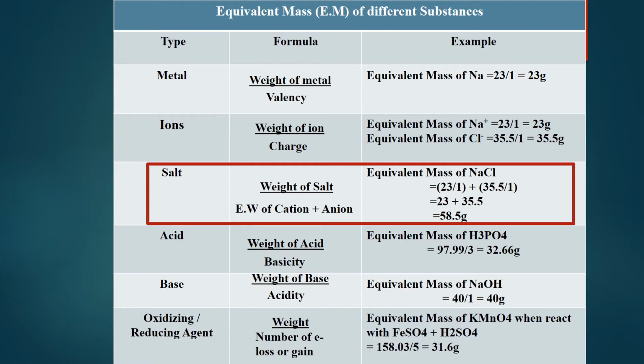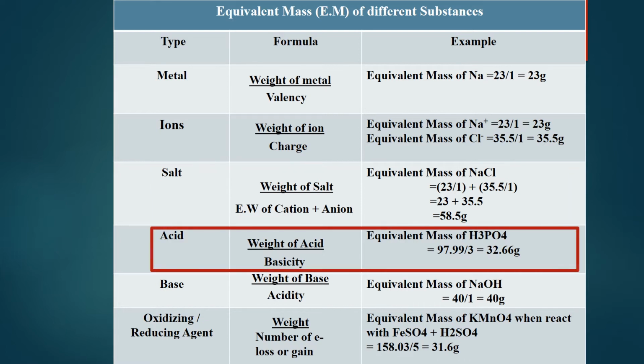For calculating equivalent mass of acid, first of all find out the molecular weight of acid. Then divide it by its basicity. Always remember, basicity is the number of replaceable hydrogen ions in any acid.